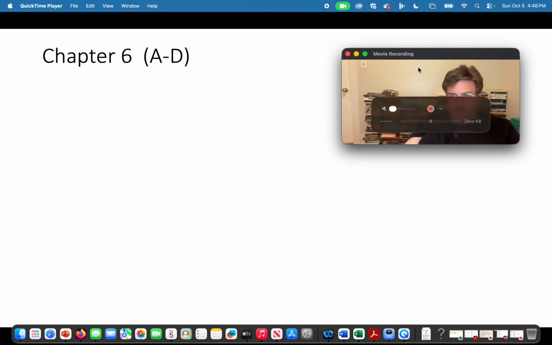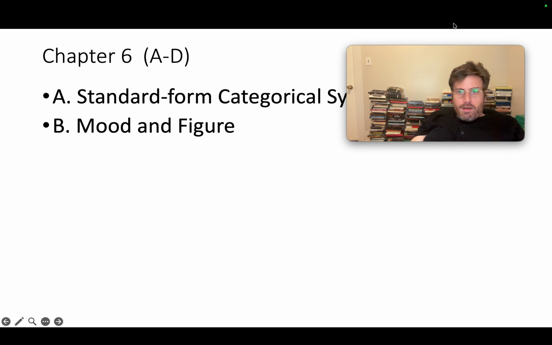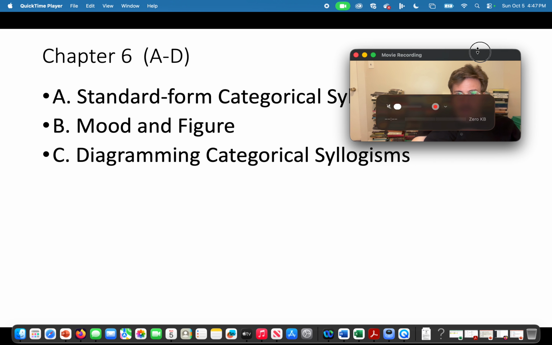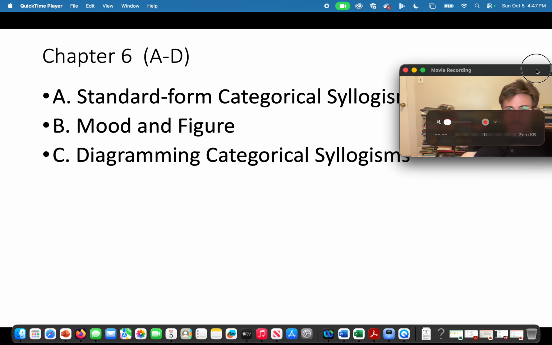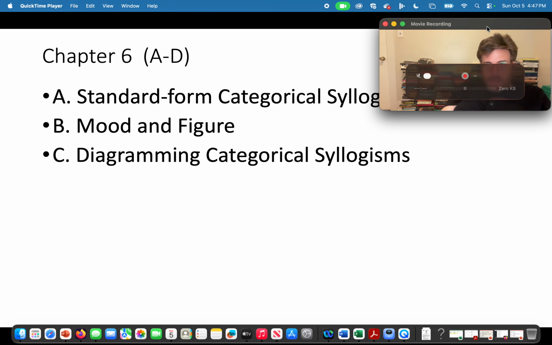Okay, so moving along here with chapter 6, we are essentially working with some of the logical grammar that we've already really been building up to in chapter 5. So categorical syllogisms should be somewhat intuitive to you at this point if you're comfortable with our four types of categorical proposition. So in this video, I'd like to introduce a couple of topics to you in chapter 6. This appears in sections A, B, and C.